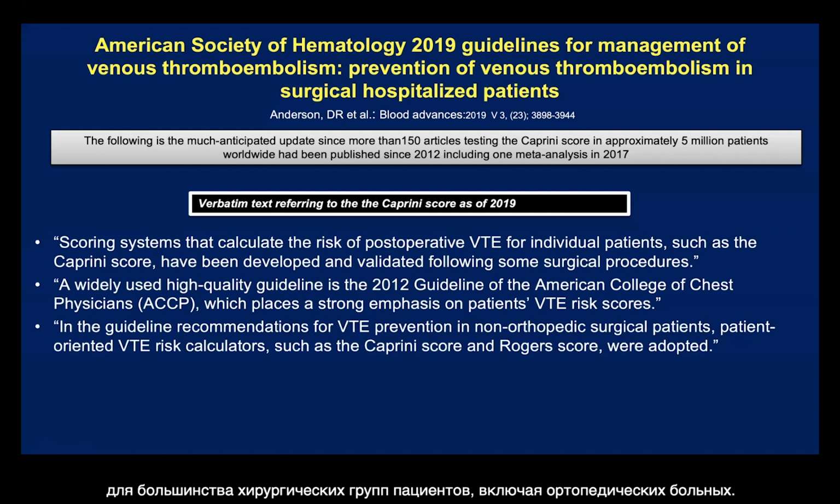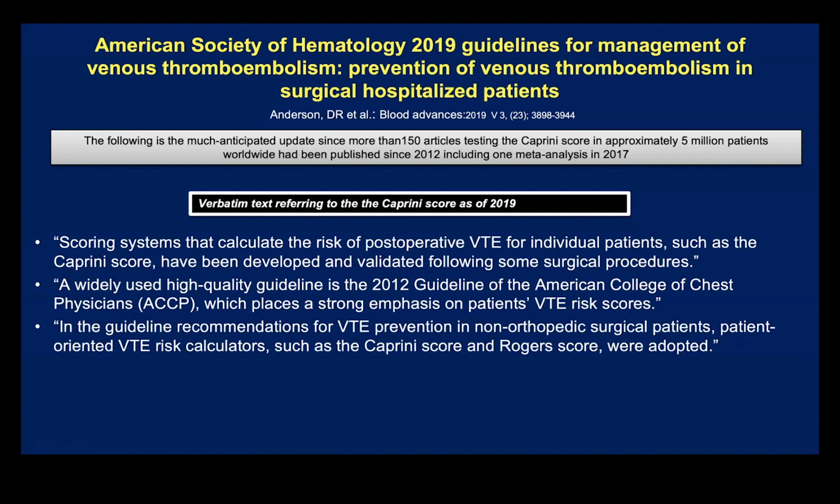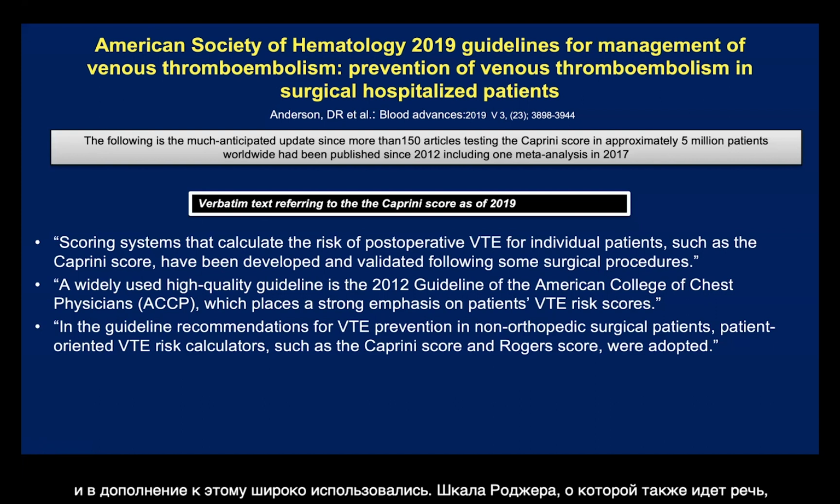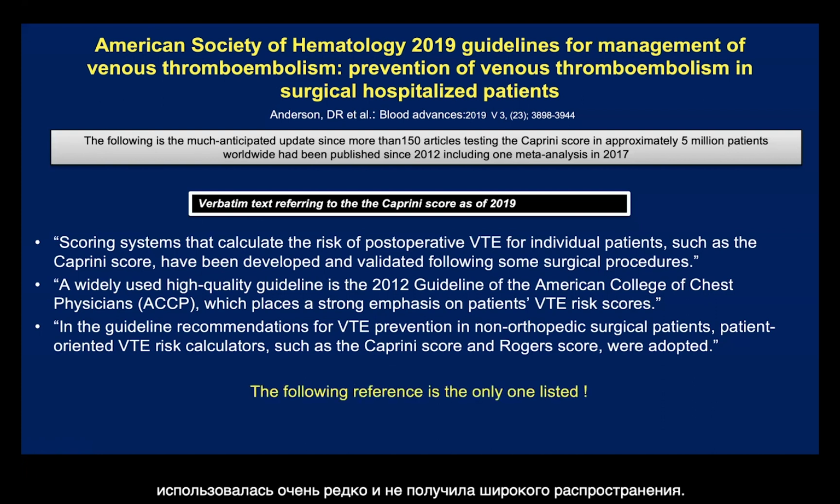Now that's very interesting so far because, first of all, the score has been validated in most surgical populations, including orthopedics. It's also been validated in some medical populations. And in addition to that, has been widely used. The Rogers score, which is discussed in parallel, has very rarely been used and hasn't been widely adopted around the world.